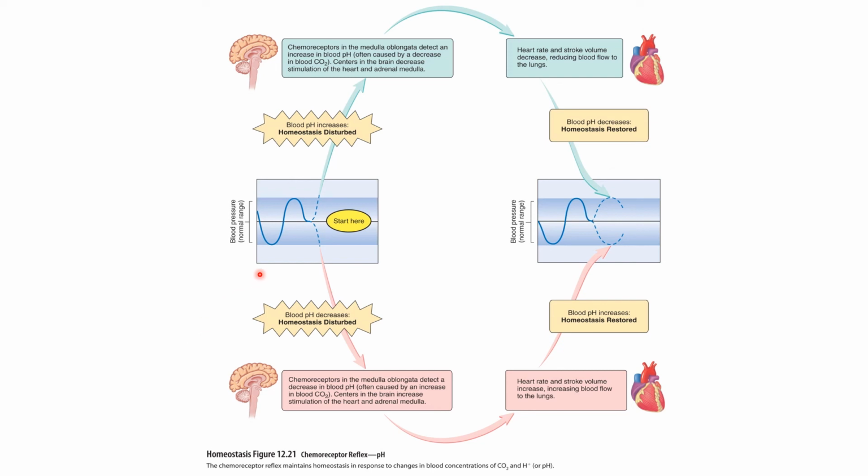But what if your blood pH decreases? The chemoreceptors in the medulla oblongata detect it, and the brain increases the stimulation of the heart and adrenal medulla. In response, the heart rate and stroke volume increase, increasing the blood flow to the lungs. Once the blood pH increases, of course, homeostasis is restored. Okay?